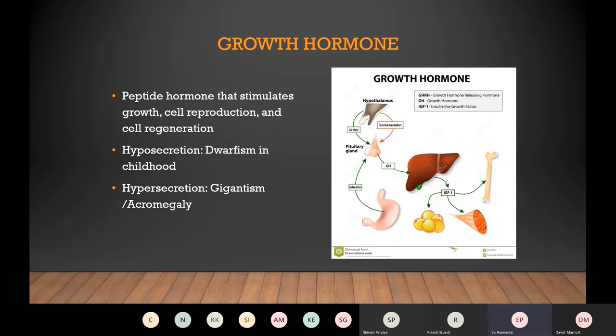Regarding pathophysiological conditions, when we have hyposecretion of growth hormone, we're talking about dwarfism, and this has to do with childhood. When we have hypersecretion of growth hormone, we will talk either about gigantism, when this has happened in childhood, or acromegaly, when this happens in adult life.